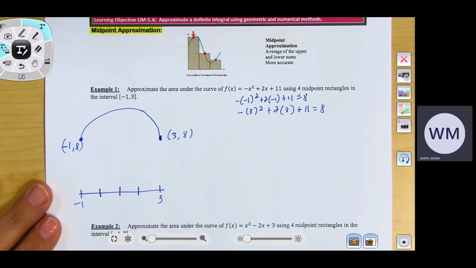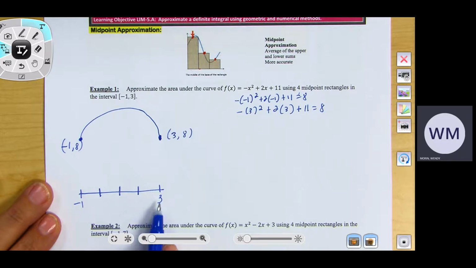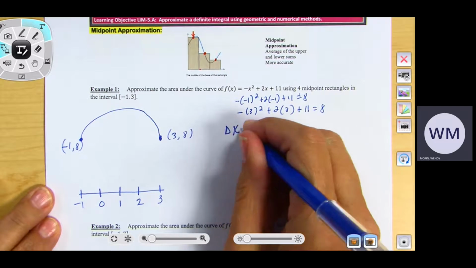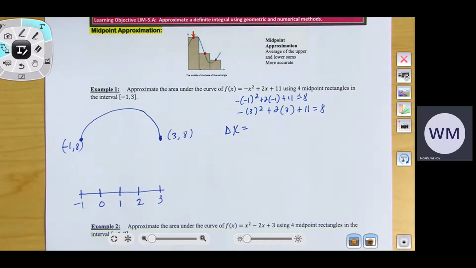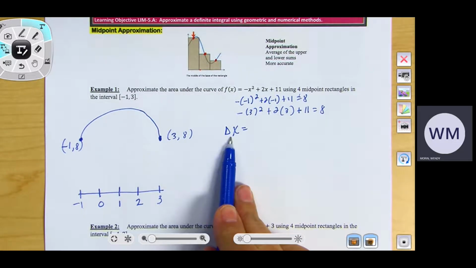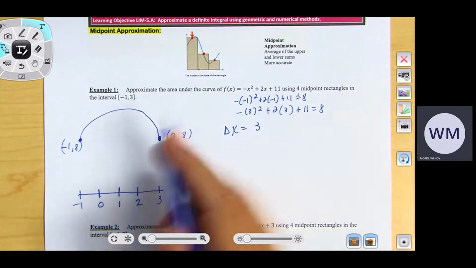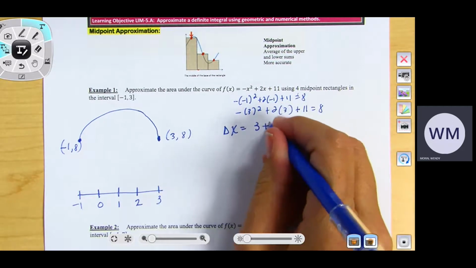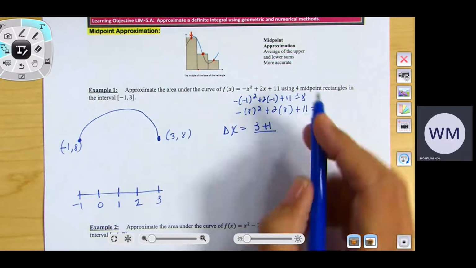So if we look at it that way, the middle of -1 and 3 is 1. The middle of -1 and 1 is 0. The middle of 1 and 3 is 2. But it's not always going to be that easy. So we always have to remember the formula to find the difference in our x. Like what's the width? So again, it's your b minus your a. So that's 3 minus -1, divided by how many rectangles you want, which is 4.